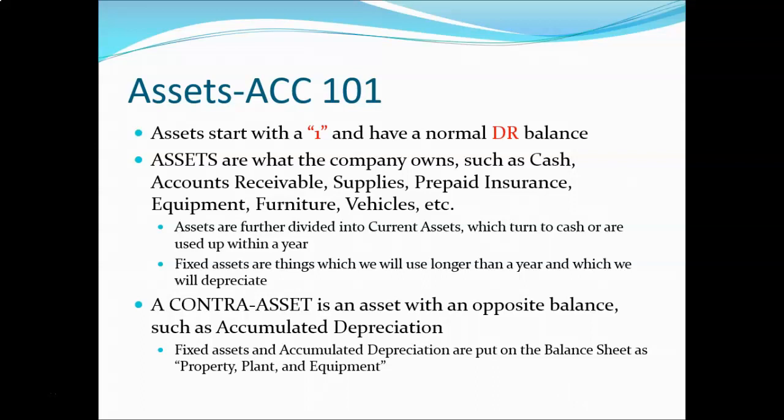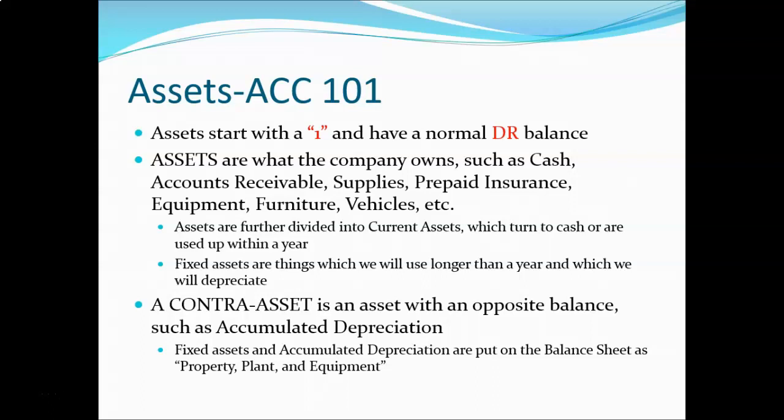Okay, so let's start with assets. This slide is showing you a review of what we learned back in Accounting 101. We learned that assets start with a 1. Their account number always starts with a 1, and they have a normal debit balance. Assets are what the company owns, such as cash, accounts receivable, supplies, prepaid insurance, equipment, furniture, vehicles. Inventory is also an asset.